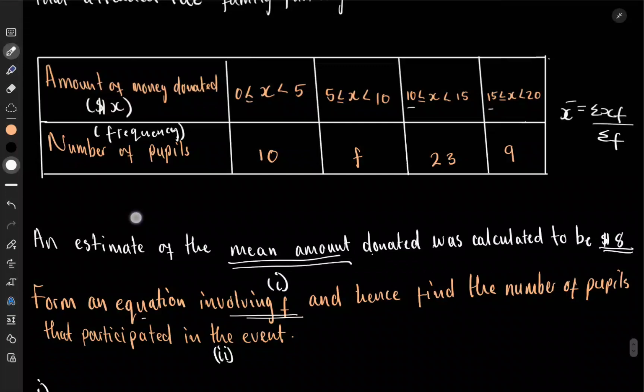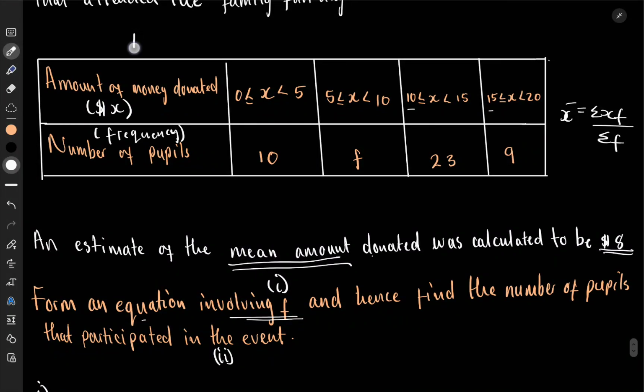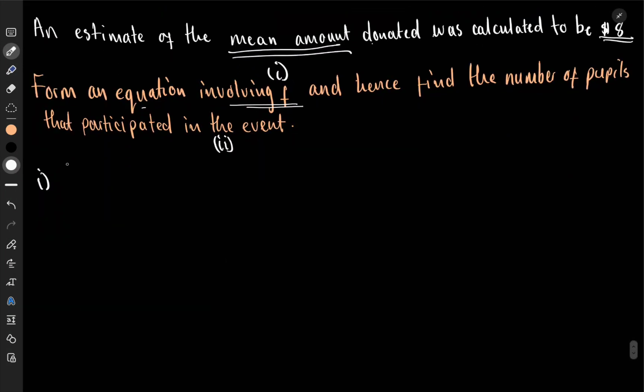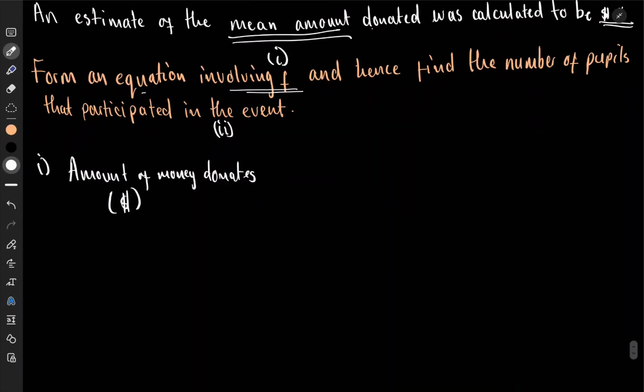So let's go. What will be the first column? The amount of money donated, the one on the top there. So I'm going to say amount of money donated, and it's going to be in dollars. What did they say? Yes, X dollars. So dollars X. Then what else now?